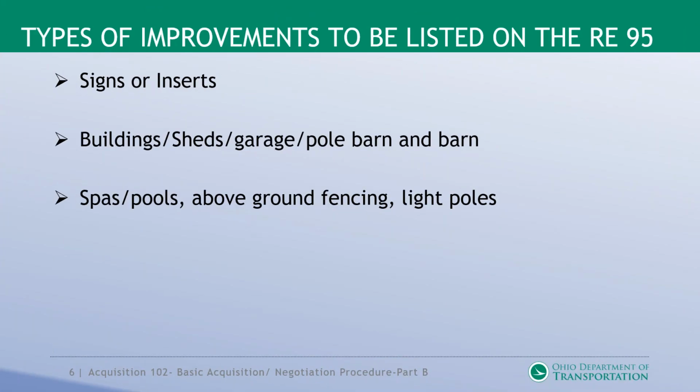Right, types of improvements that are listed on the Re95: signs or inserts. When I say inserts, I mean those big inserts that are on the front of a large shopping center where there might be 8 or 9 different storefronts. Those plastic inserts are to be listed on the Re95. Those can get pretty complicated as well. Building sheds, barns, spas, pools, above ground fencing, and light poles are also listed on the Re95.